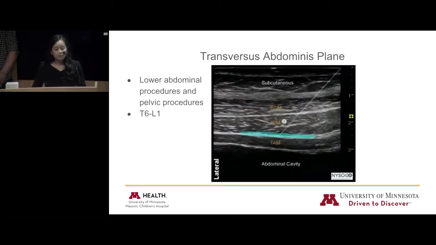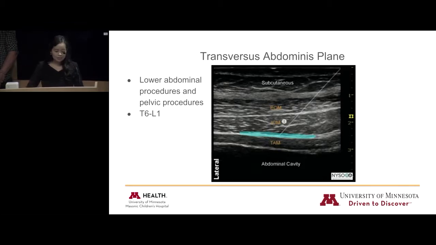So the transversus abdominis plane block is also another common block, often used on the east bank, not as much on the west bank, but it certainly has its role. It's predominantly for abdominal procedures from the T6 to L1 level.